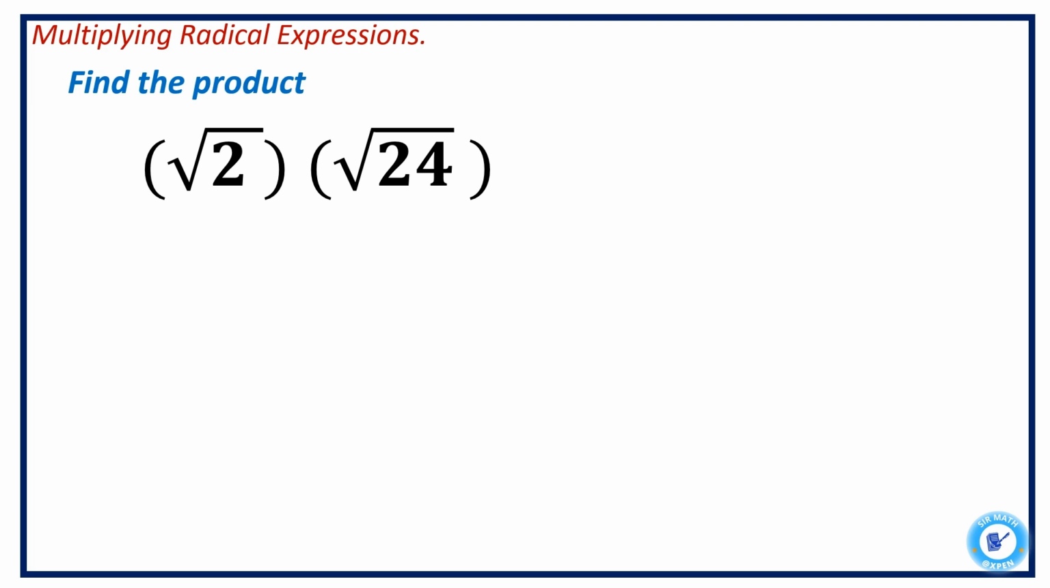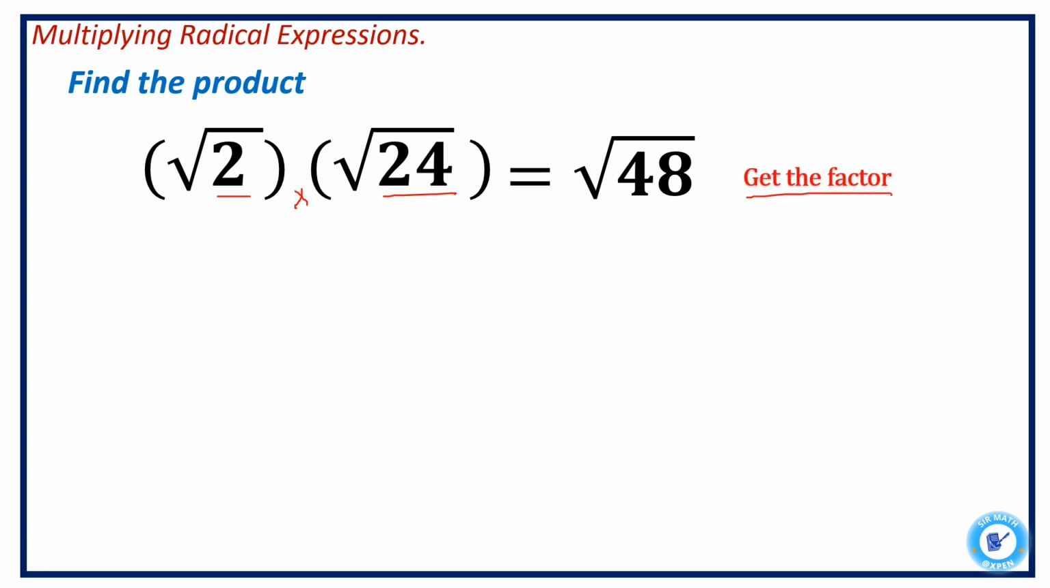How do we multiply radical expressions? Let's consider this problem. We're going to find the product of the square root of 2 and the square root of 24. Step 1. Multiply the radicands. Our radicands are 2 and 24, and that equals 48. Then, the next step is to factor 48.